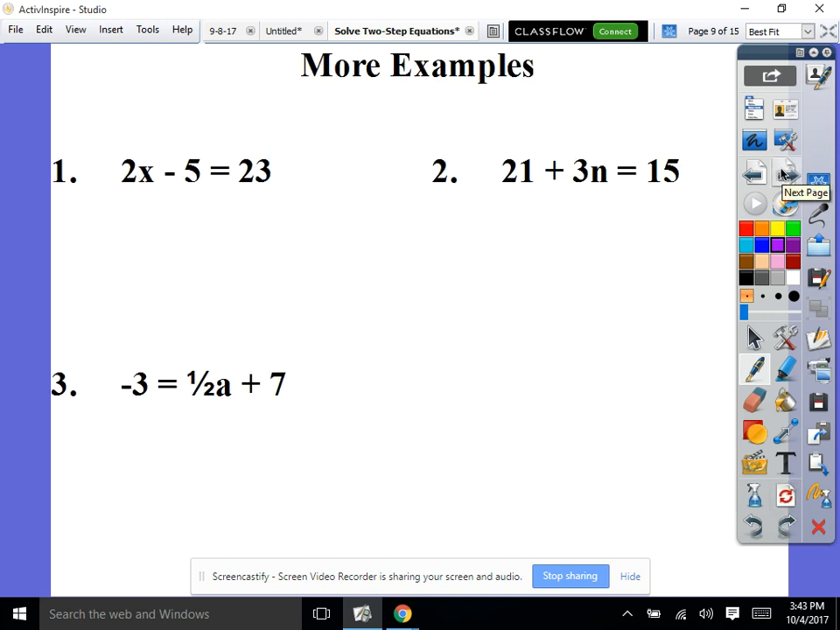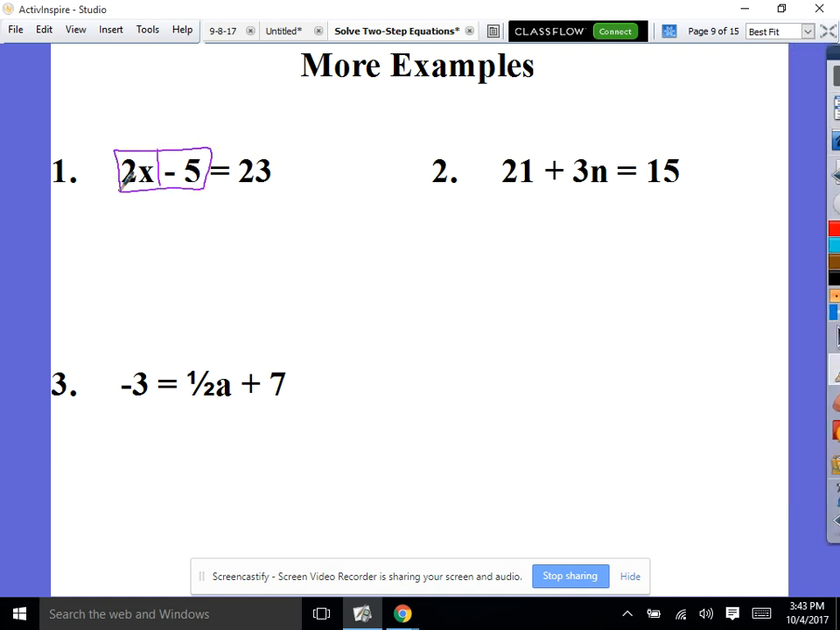So some more examples. Step 1, draw the line in front of the sign. Step 2, find the box that does not have the variable. We're looking for the constant. Our constant is minus 5. We do the opposite, plus 5.